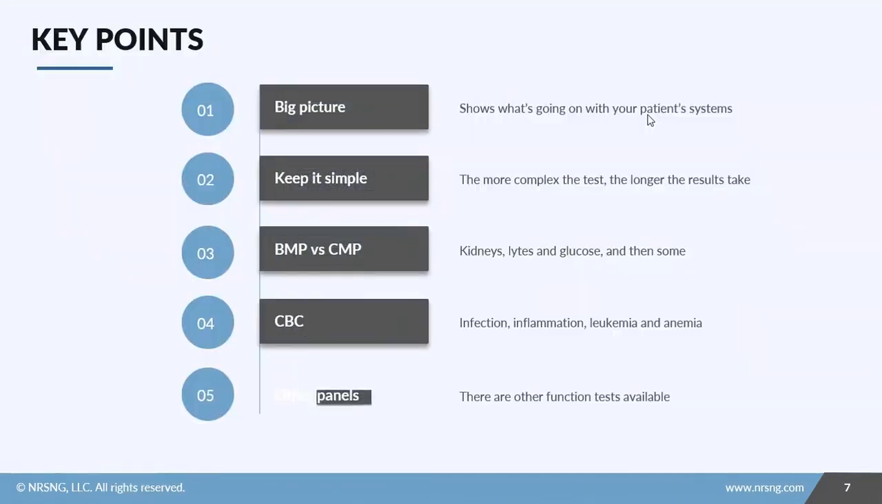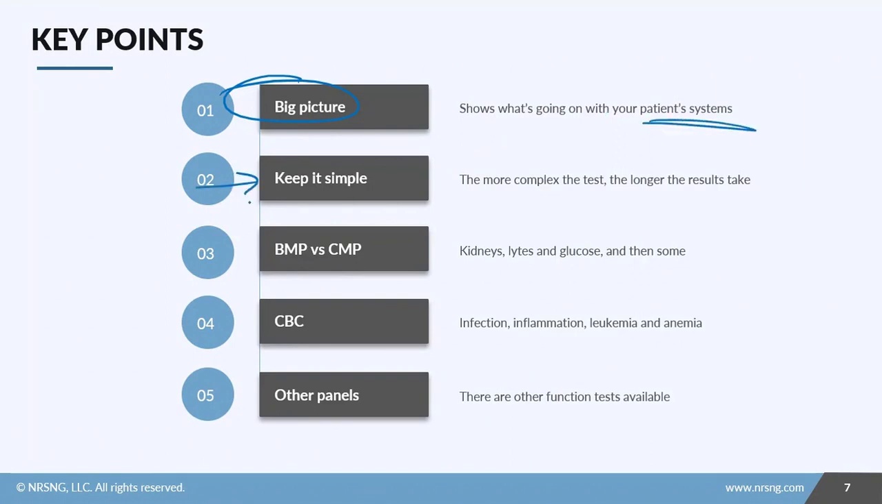So let's recap. First, understand that these different types of lab panels give you a big picture as to what's going on with your patient. It's going to tell us what's going on with your patient's systems. The other thing you need to remember is the more complex the test, the longer the results are going to take to get back.